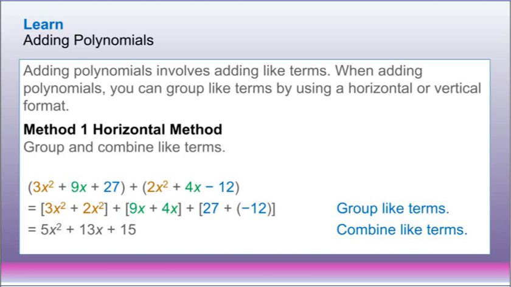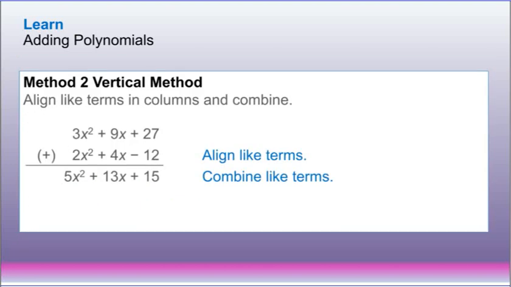So if I'm adding 3x squared plus 9x plus 27, that polynomial with 2x squared plus 4x minus 12. You'll notice that 3x squared and 2x squared, they have the same variables and exponents. So I combine those. 9x and the 4x are like terms, and then 27 and 12 are like terms. So my final answer would be 5x squared plus 13x plus 15. That's if you did it horizontally. Vertically, you just line up the terms right underneath each other and then add straight down. Here you can see the first polynomial and the second polynomial, and then add straight down.